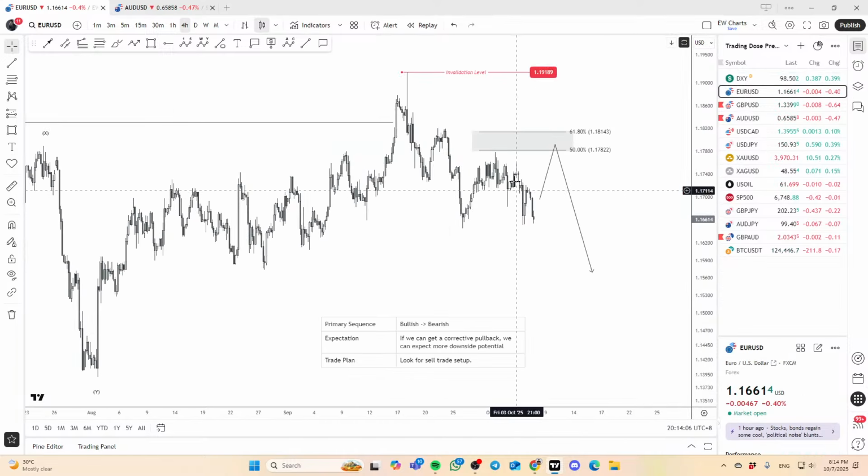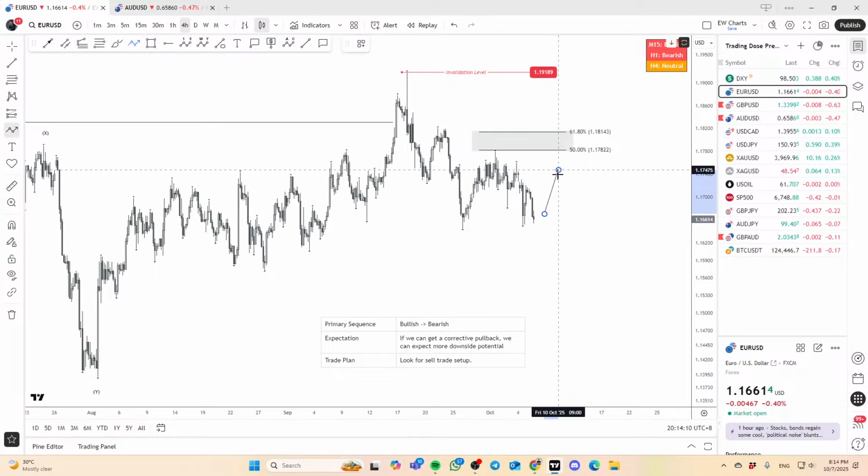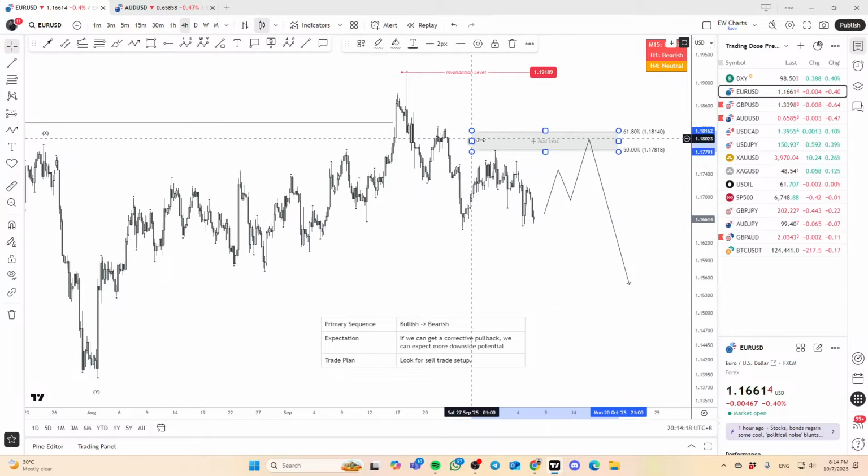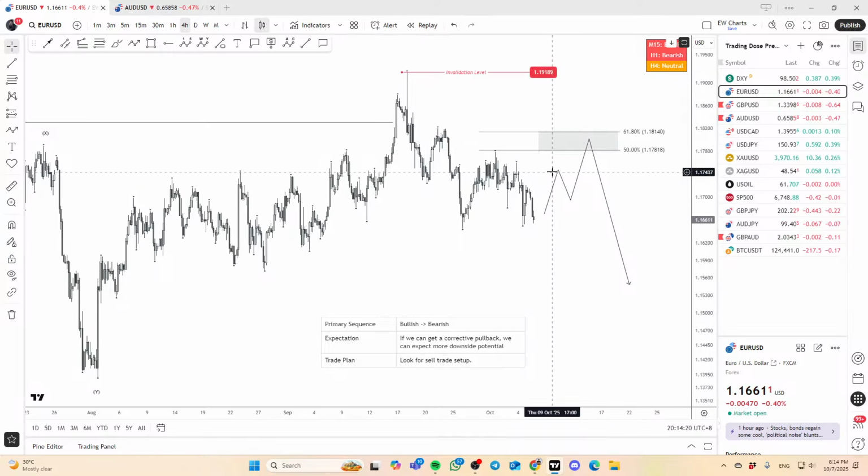So of course, that would translate to the euro dollar. Right now we don't really have an obvious setup, but if the market does use the opportunity to pull back correctively, that would be a very nice opportunity around 1.1780 to 1.1815 for us to look for a sell.